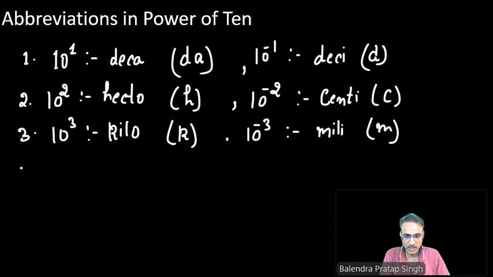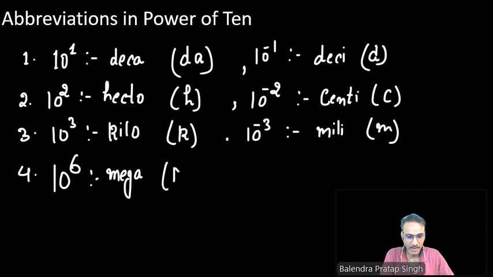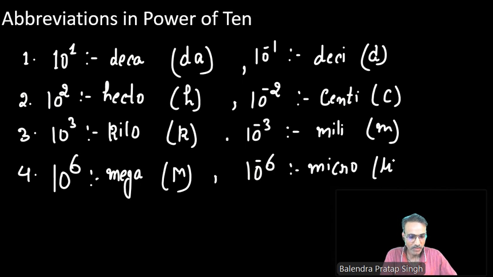Now the fourth one that we are going to use is 10 raised to the power 6, and we call that mega. The letter we use is capital M. And 10 raised to the power minus 6, a very useful multiple that we frequently use in physics, we call micro, and the symbol we use is mu.